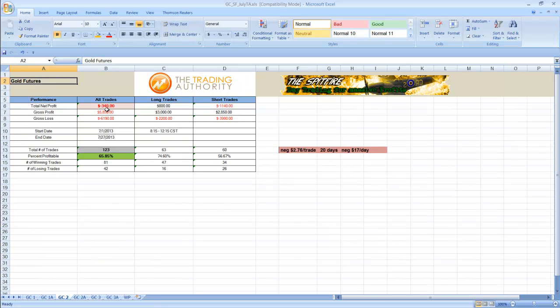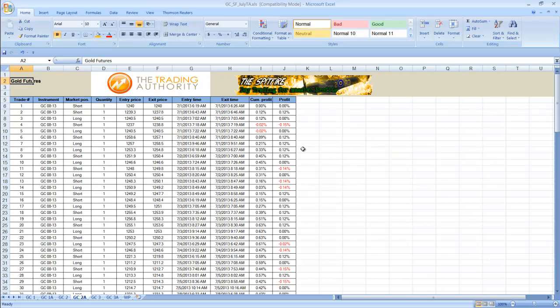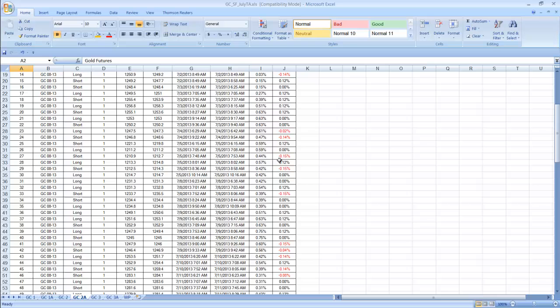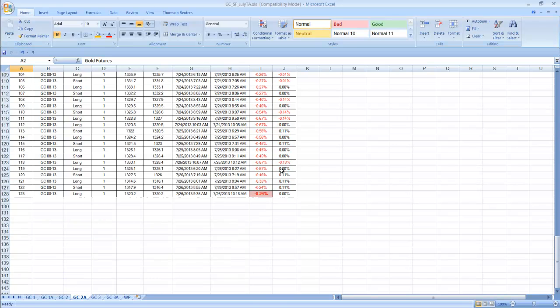Strategy 2 did minus $340 on 123 trades, but look at this win percentage here, 65.85% win percentage, almost a 66% win percentage. That did minus $2.76 per trade over 20 days. That's $17 a day in the hole. And that looks like this. This one, so close to being break even, had a lot of back and forth here to a neutral point. I don't know if you can see these zeros, but at the end of the 20 days, 123 trades and just a bit in the red there, 0.24%.